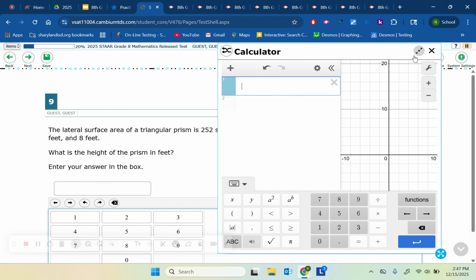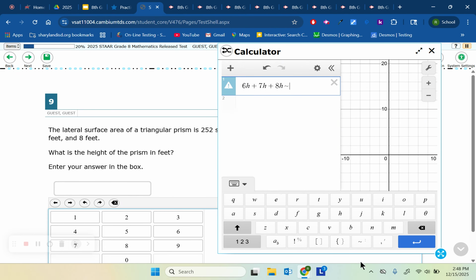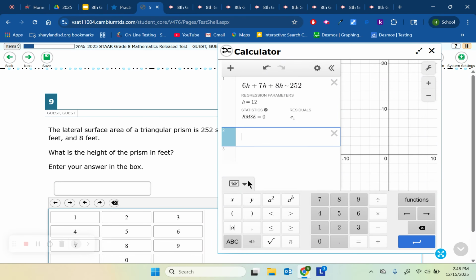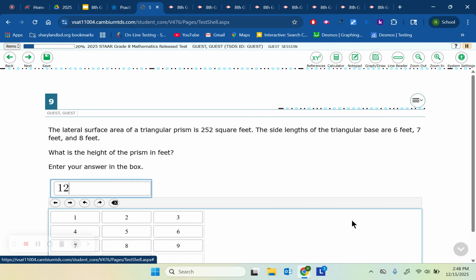I can enter 6H plus 7H plus 8H equals 252 with a little squiggly line here, and my height is 12. It's right there, you guys see that? That's my height. It's 12. So my height is 12.